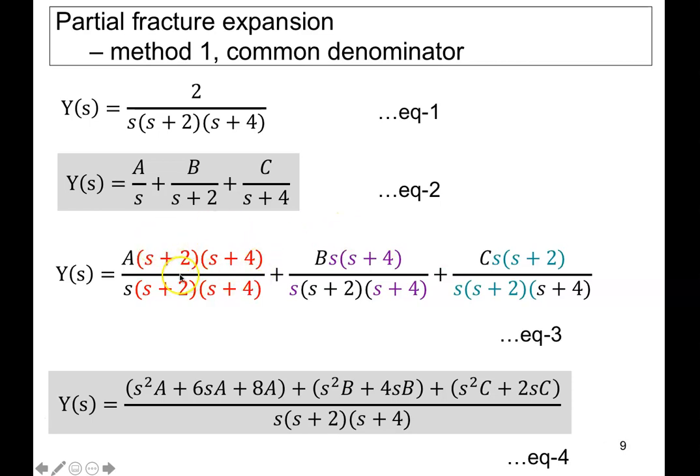So expand all those numerators. That will give me s squared a plus 6sa plus 8a. That's the numerator of the first term. Expand that, I get s squared b plus 4sb for the second term. For the third term, expand that numerator, I have c s squared plus 2cs. Okay, that's my equation number 4. So I'm going to go over to the next slide.